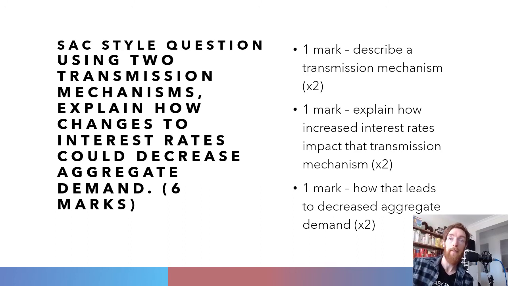So when you break down the marks for this, it's just 2 3-mark questions really that have been thrown together. And so 1 mark comes from describing a transmission mechanism. So your cash flow channel, your asset values channel, your cost of credit channel, your exchange rate channel, all those kinds of things. I always highly recommend cash flow, cost of credit, or the exchange rate channel.